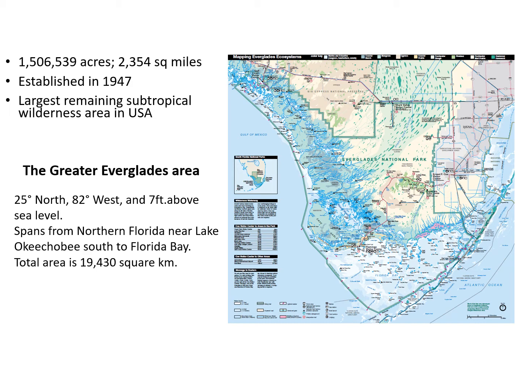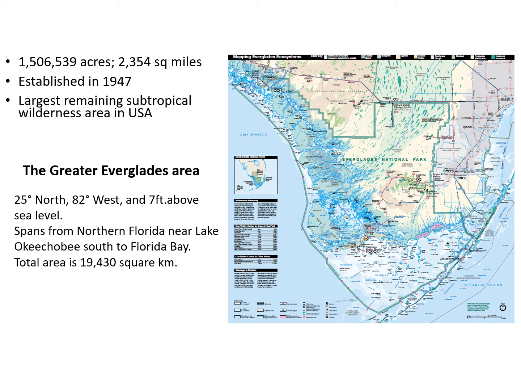If you consider the greater Everglades area before Florida was heavily developed, it essentially would start at 25 degrees north, 82 degrees west, and on average only about 7 feet above sea level. Those coordinates essentially span from northern Florida near Lake Okeechobee down to Florida Bay, and that total area is about 19,000 square kilometers. Here's a park map.